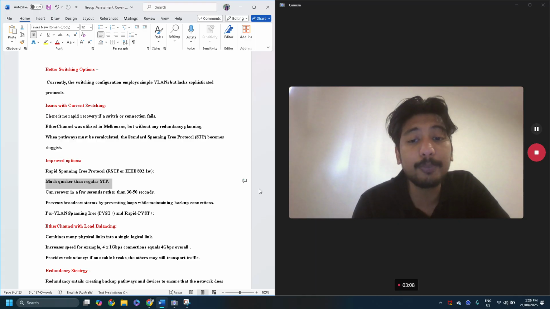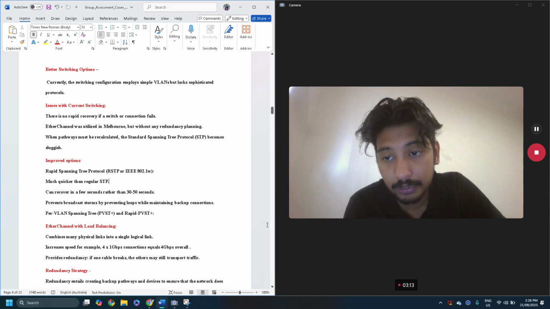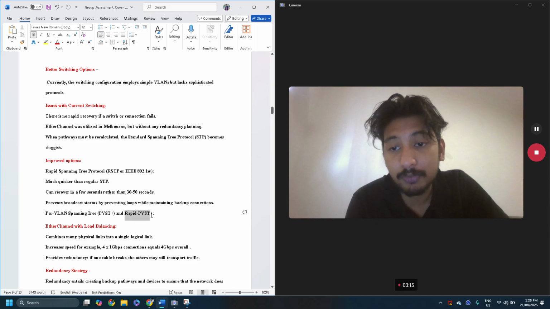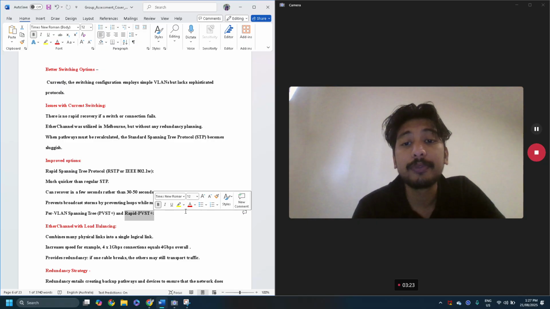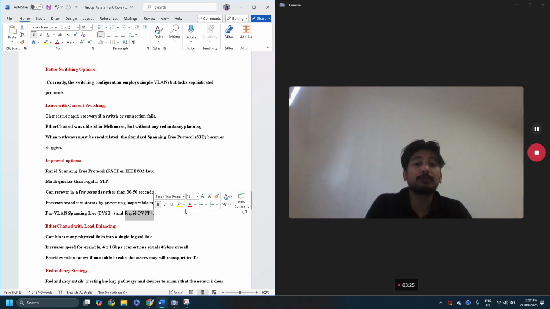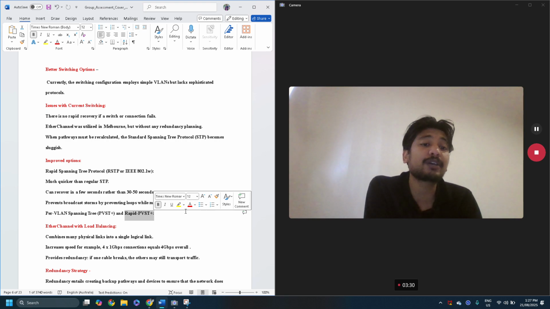supports VLSM and is scalable for large networks, which is pretty good. Improved switching with Rapid PVST offers faster recovery compared to STP. Improved switching with Rapid PVST is done, and it also balances traffic across VLANs.